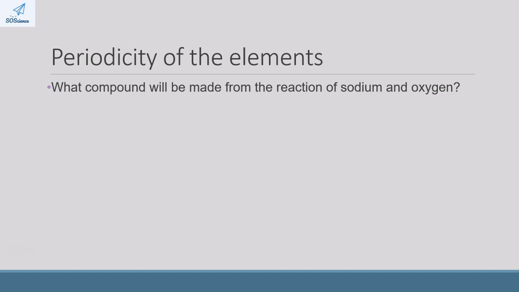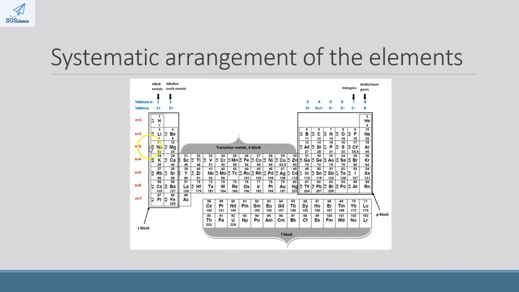What compound will be made from the reaction of sodium and oxygen? So again, we want to just get used to always working with a periodic table. So let's go to the periodic table and figure out the ions that sodium and oxygen each make. So here's sodium. Sodium is going to make the Na+ ion, and here's oxygen. Oxygen's going to make the O2- ion.